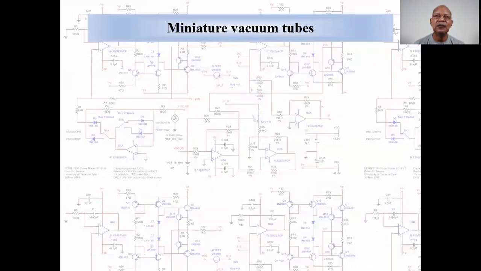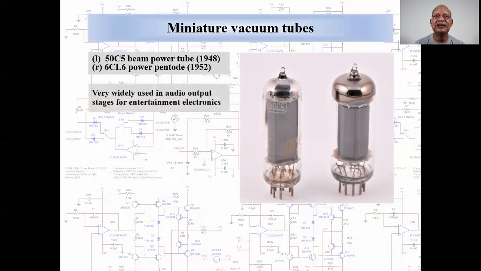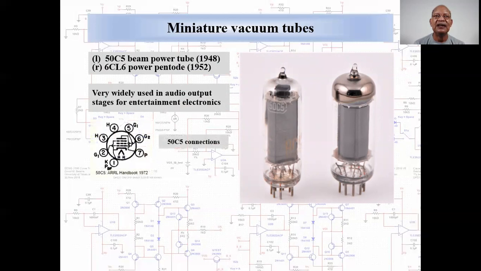Miniature tubes for power amplification applications. Here we have the 50C5 beam power tube and the 6CL6 power pentode. These tubes were very widely used in the output stages of many audio systems. This is the 50C5 basing diagram. Note that it is drawn as a standard pentode, even though it is a beam power tube.